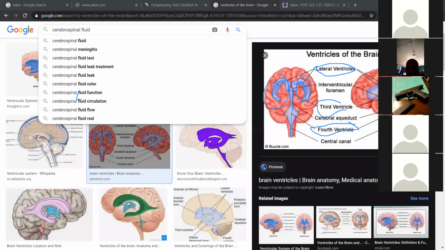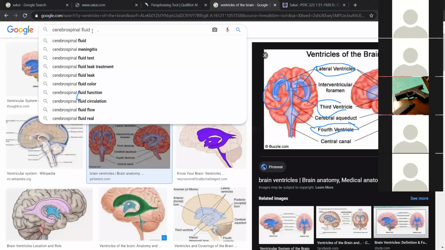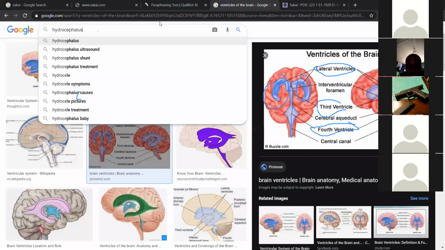And when there's a blockage, by 1 or 2 reasons, there's a blockage here. When there's a blockage in any of the ventricles, it could lead to a disorder known as hydrocephalus. I hope you can see the spelling. I'm using the Google search engine, so I've typed the disorder there, hydrocephalus.